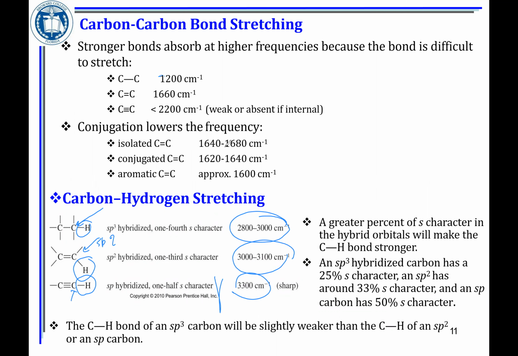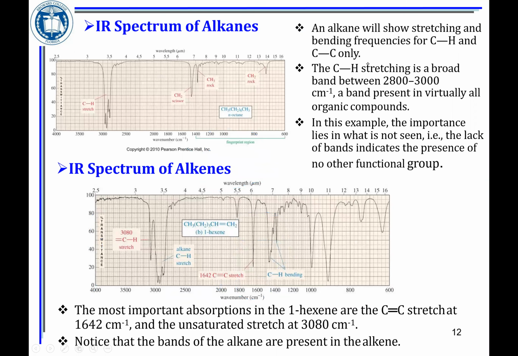Also it says for the isolated versus conjugated and the aromatic, basically saying the more conjugation, the lower the frequency is going to be for the carbon-carbon double bond. Any questions?